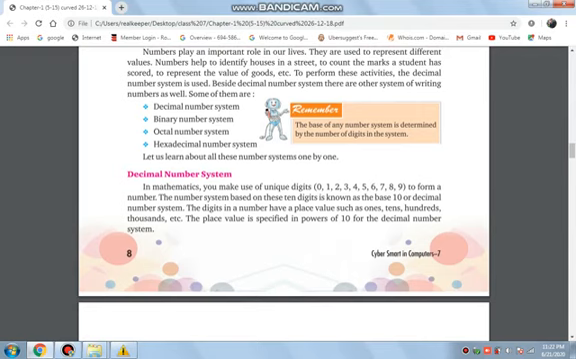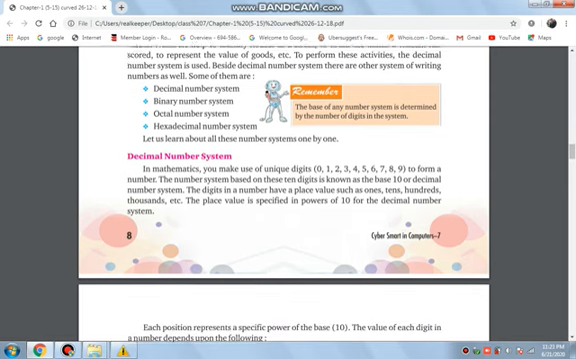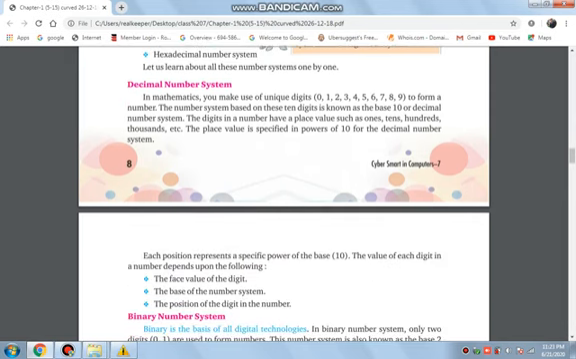Now students, we will cover the decimal number system first. As we can see, in mathematics you use the digits 0 to 9, like 0, 1, 2, 3, up to 9, we can count to form a number system. It means the decimal number system has 10 numbers. Okay, so 0 to 9, these are the decimal number system.